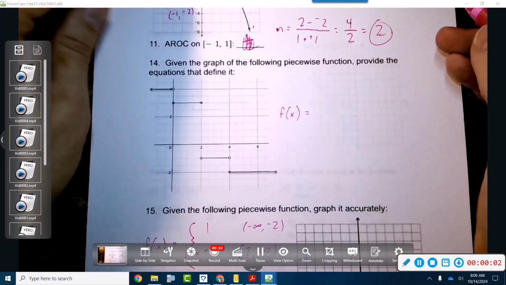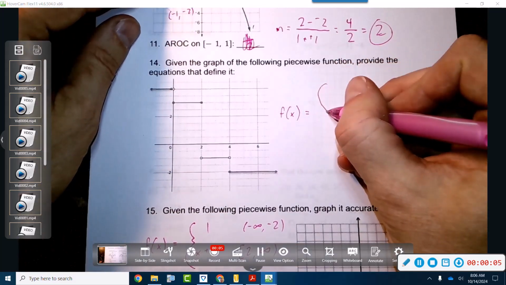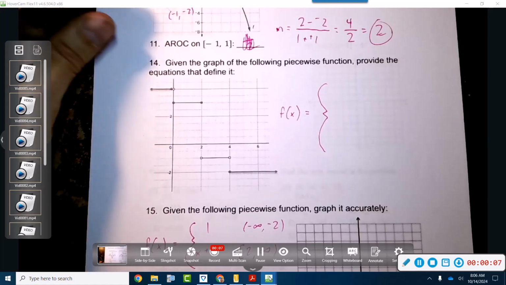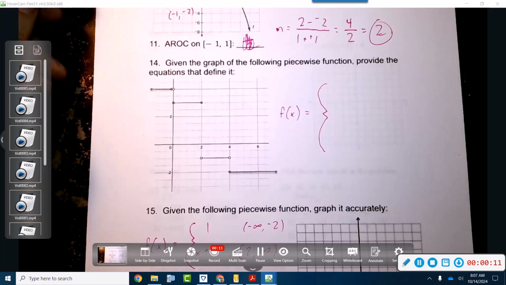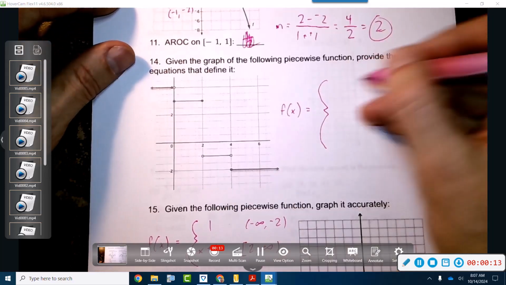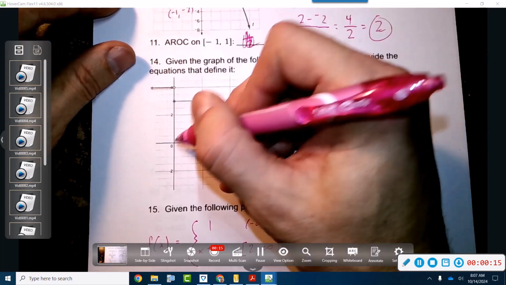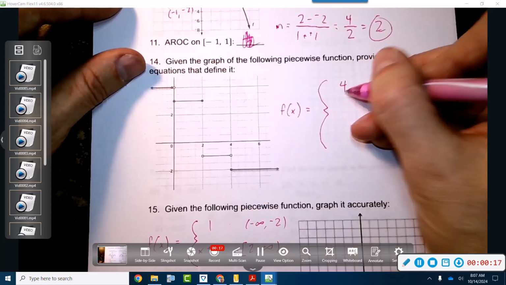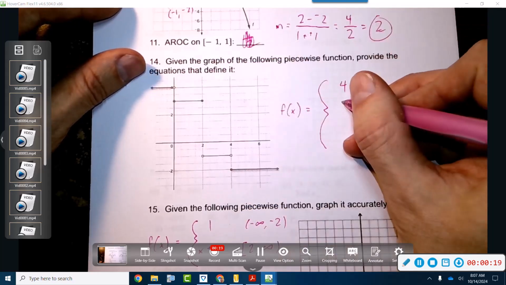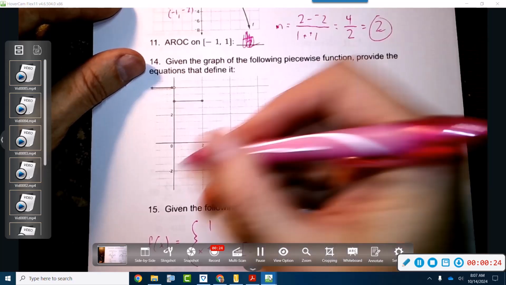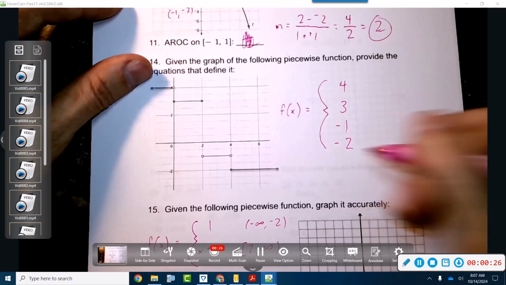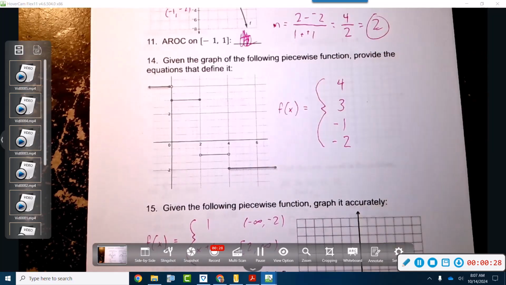Alright, here we're supposed to give a piecewise function. I'll just make it real large right there. It looks like I've got 1, 2, 3, 4 pieces. So this first piece, let's see, that's 2, so that's 4. The second piece is at 3. The third piece is at -1. And then the last piece is at -2. Now this is just a step function.